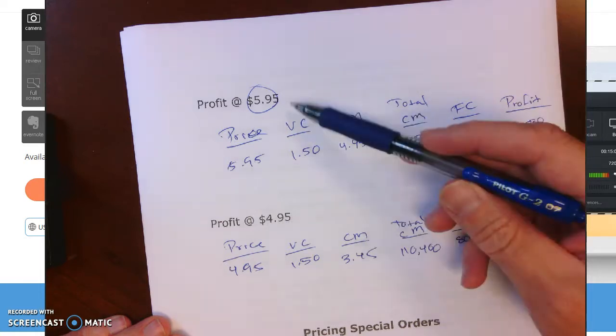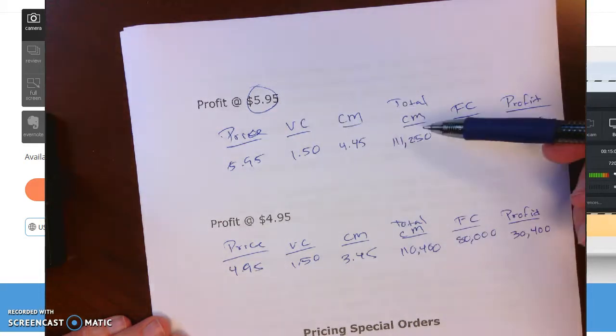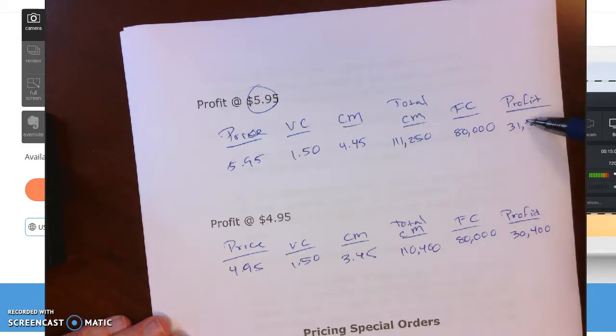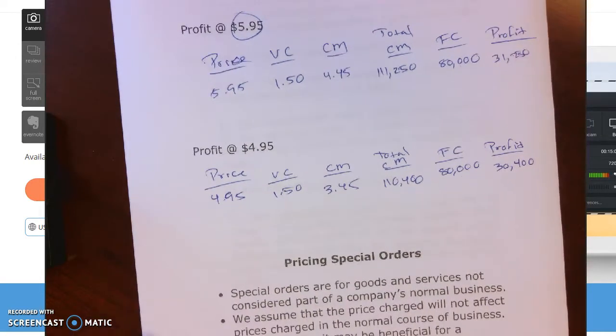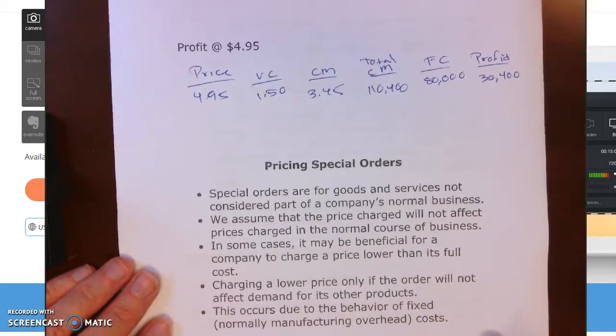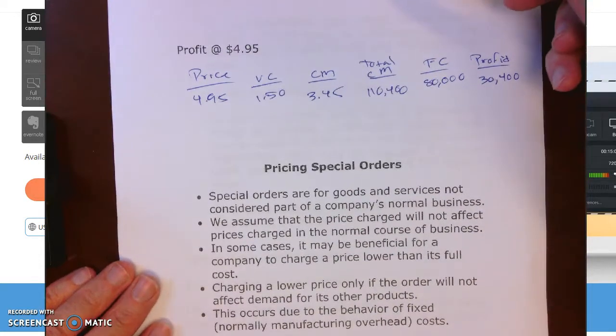I mean, the right answer is $5.95. That gives us the highest contribution margin and also the highest profit. So that's the price that we should charge, assuming that our estimate of the demand function is correct. That's always my caveat. So if you look over here, that's a pretty simple example.